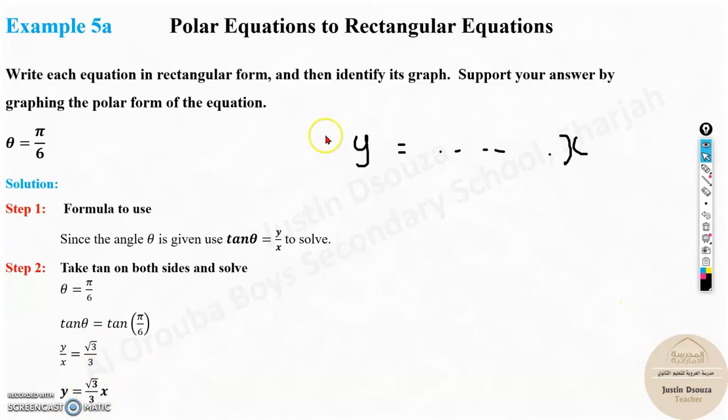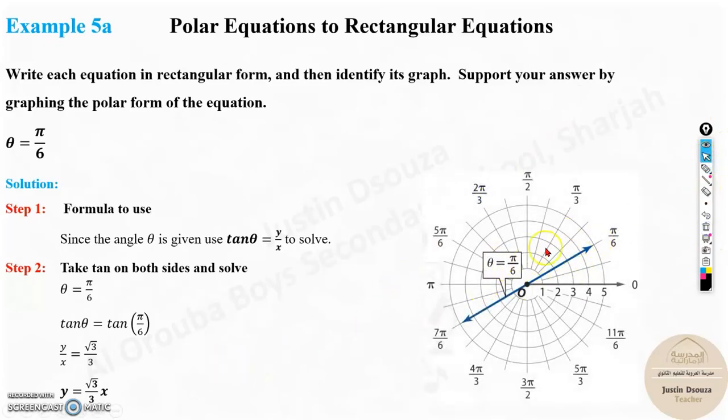This is the answer. Looking at this, this is a linear function, and even looking at the given question, which type of graph is this? They have told us theta is basically 30 degrees. So it's basically a line, a linear function. If you graph this now, you will get a line. Pi by 6, 30 degrees, that's it, a straight line.